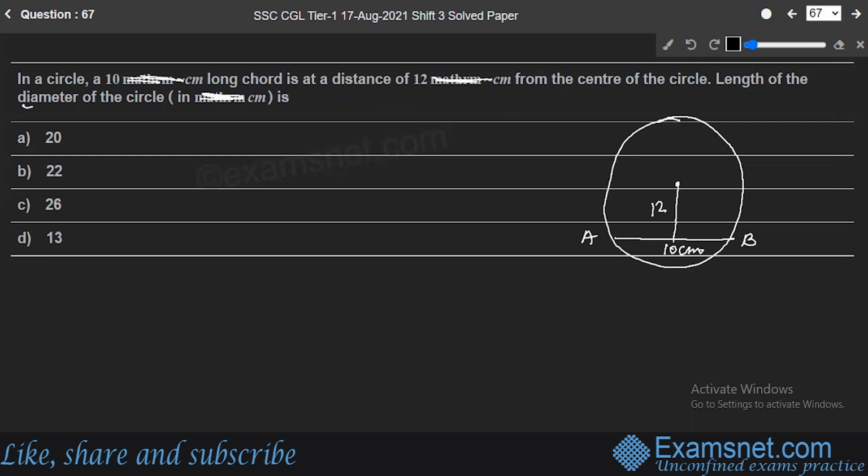To know the length of the diameter, you need to know the radius. Only if you know the radius, you can find out the diameter. So I think it's pretty easy now. The sum is clear to you, right? How are you going to do this?